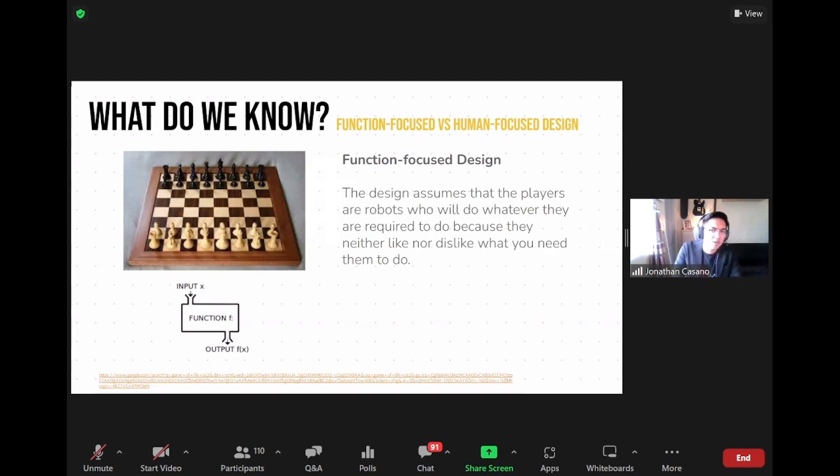There's such a thing called function-focused and human-focused design. So ang function-focused design is that design principle that says we assume that the players are robots who will do whatever they are required to do because they neither like nor dislike what you need them to do. Makes sense. And the example given by some of the books that talk about this is chess.